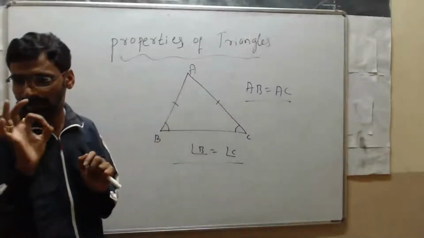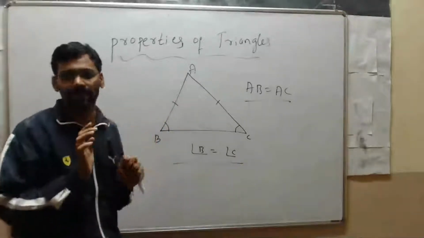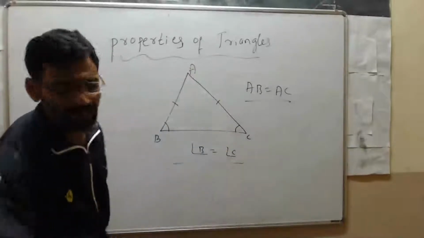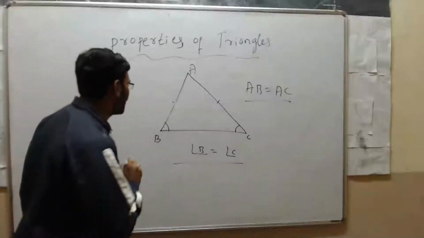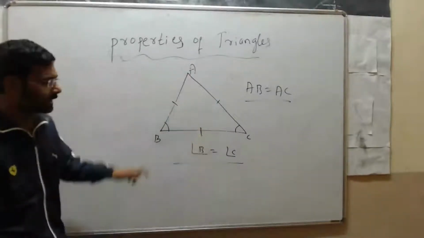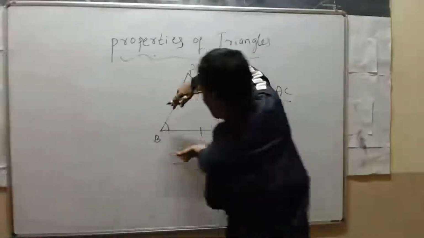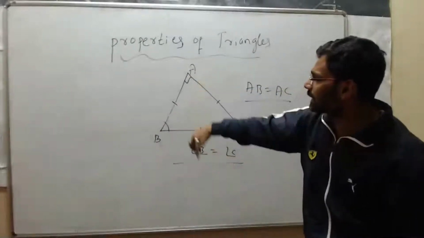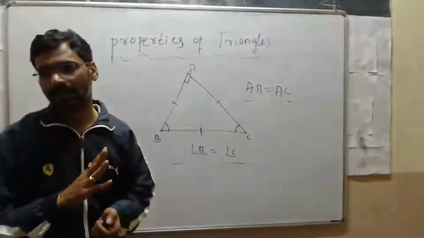What is the statement of the first theorem? If two sides are equal, their opposite angles are equal to each other. It means if AB equal to AC, then what will happen? Angle B equal to what? Angle C. Okay. If AB equal to AC, what will happen? Angle B equals angle C. If these two sides are equal, their opposite angles are equal to each other. If two sides are equal, definitely their opposite angles are equal to each other.